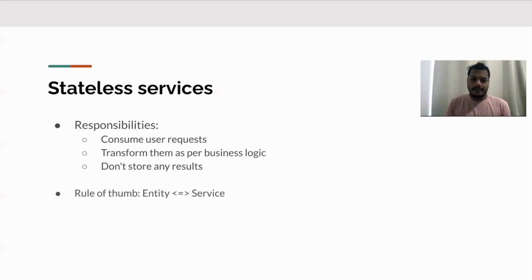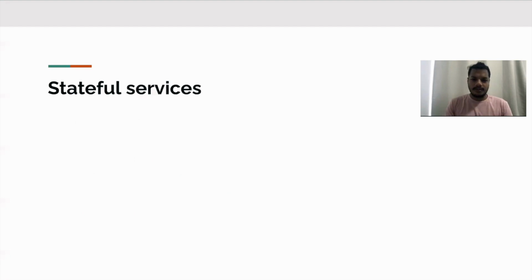As a rule of thumb, if we have to define our services, what we can do is take one entity that we have defined in the previous level and translate it one to one into a service. So in our case, the first service becomes user service because our first entity was user. Moving on, then we have the stateful services.